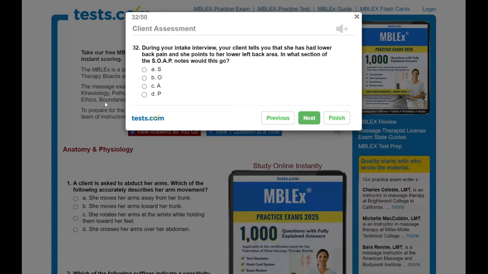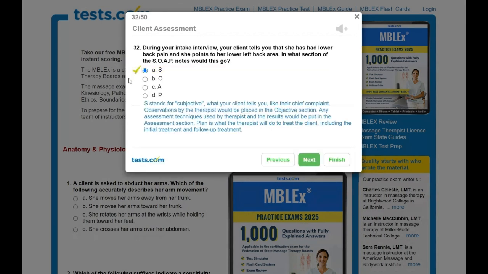Client assessment. During your intake interview, your client tells you that she has had lower back pain and she points to her lower left back area. In what section of the SOAP notes would this go? A. S. B. O. C. A. D. P. A. S. S stands for subjective, what your client tells you, like their chief complaint. Observations by the therapist would be placed in the objective section. Any assessment techniques used by therapist and the results would be put in the assessment section. Plan is what the therapist will do to treat the client, including the initial treatment and follow-up treatment.